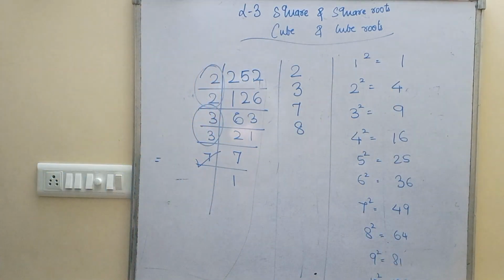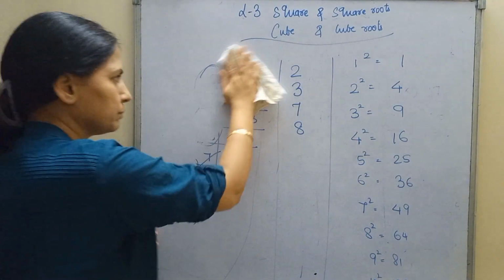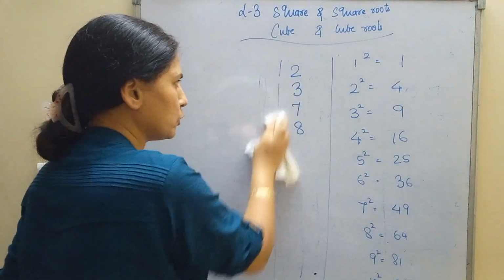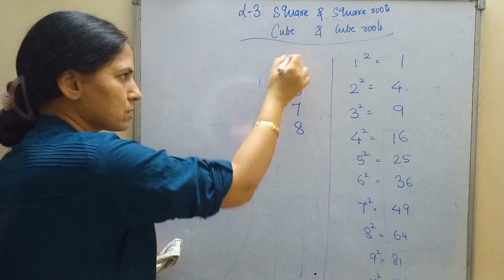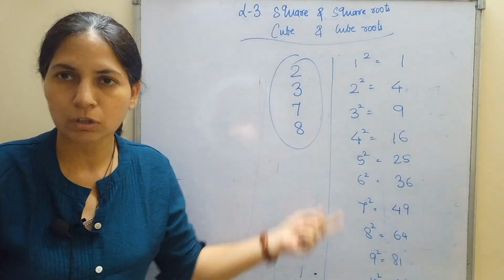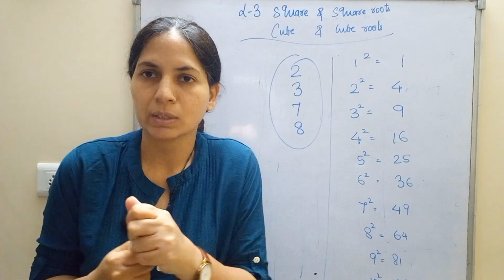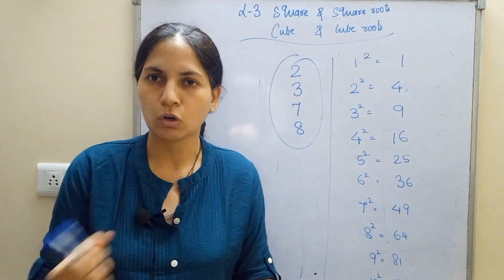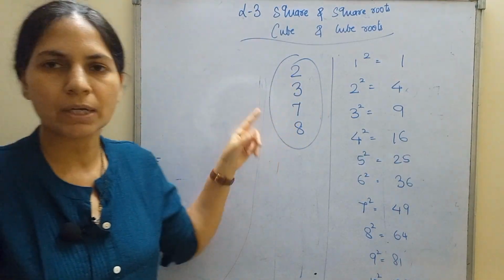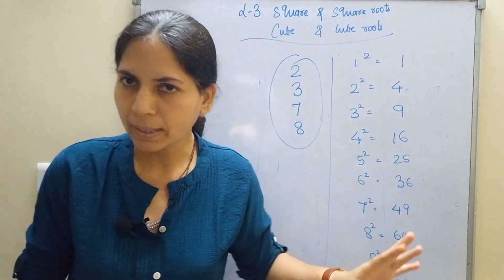So in any number, if you find the last digit 2, 3, 7, 8, any one of these, that means it is not a perfect square. Simply by looking at the sum you will come to know whether it is a perfect square or not. Last number अगर 2, 3, 7, 8 आ गया, मतलब वो perfect square नहीं है.